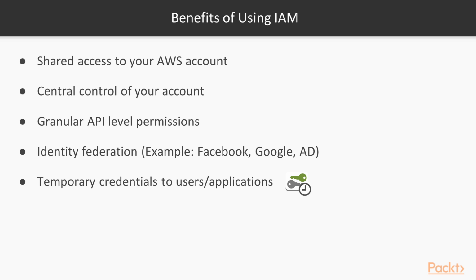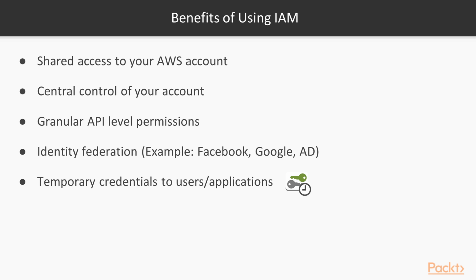Some benefits of using IAM. With IAM, you have shared access to your AWS account, central control of your account, and granular API-level permissions. For example, if you want to only allow a user to see a certain object in S3, you can do that. Or you can give them read-only permissions to S3. And that applies to many other services.